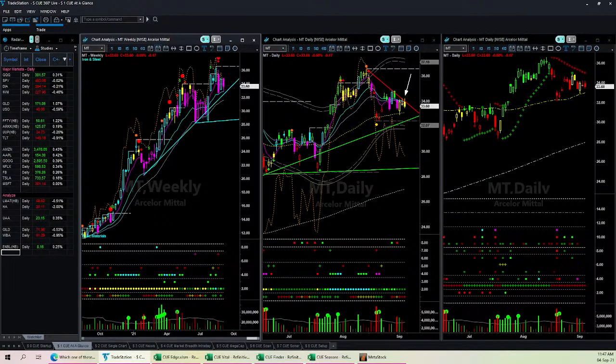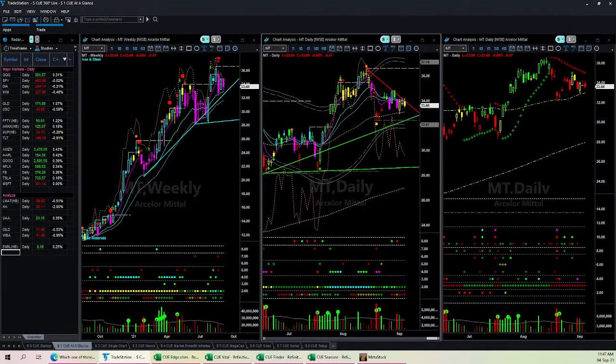By the close of the day, the flow color is not magenta anymore. So that would anyway not allow us to short the stock. And as I mentioned just now, even if it was magenta, we wouldn't short because of the trend line support. That is MT. What about X?